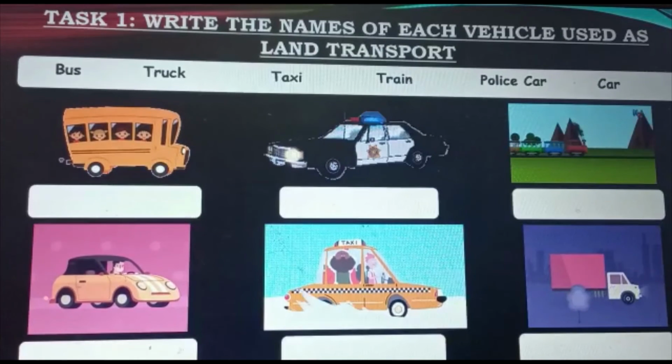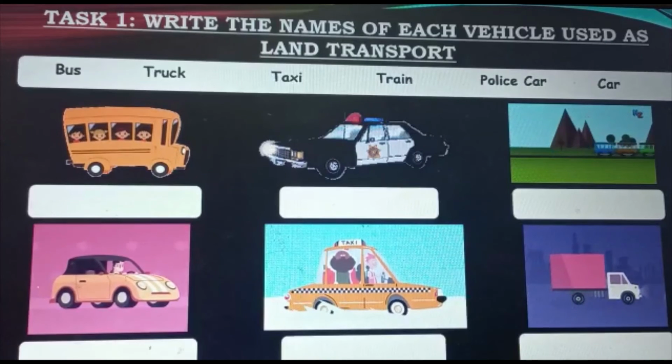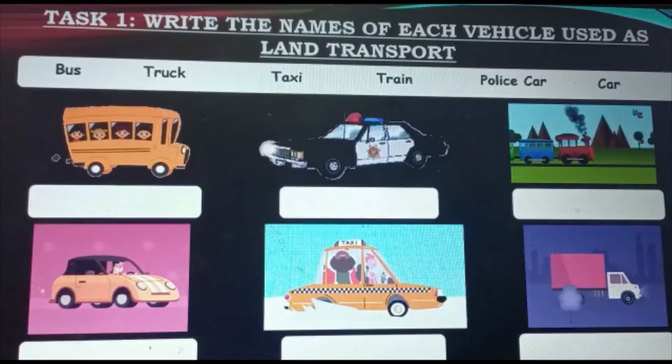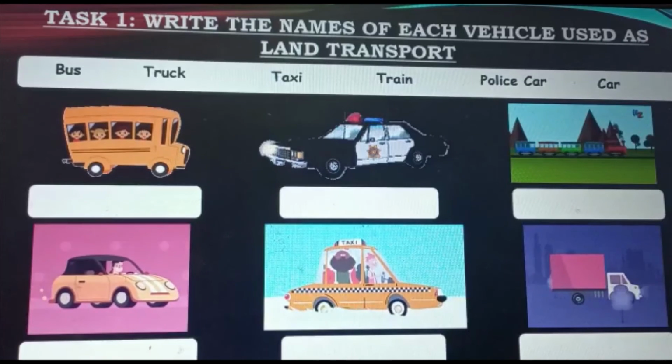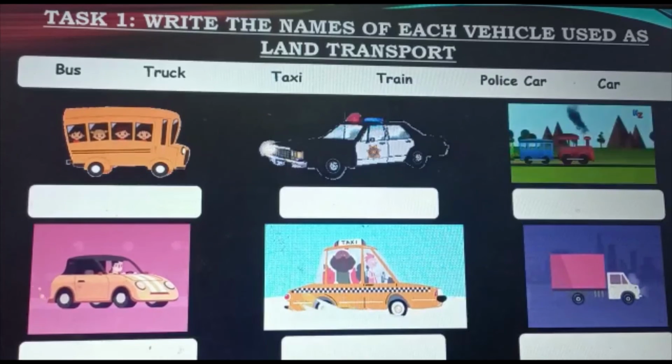All right. So task 1 over here is to write the names of each vehicle used as land transport. As you can see, for your convenience, the word bank is given on the top and you can pick up the words and just match and write them below under each picture.